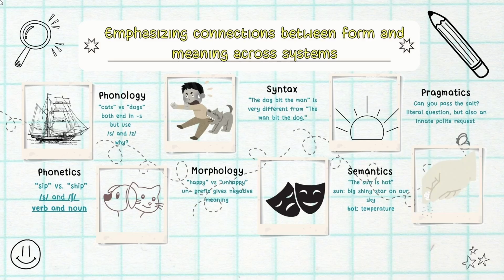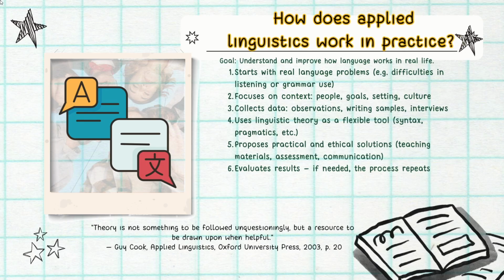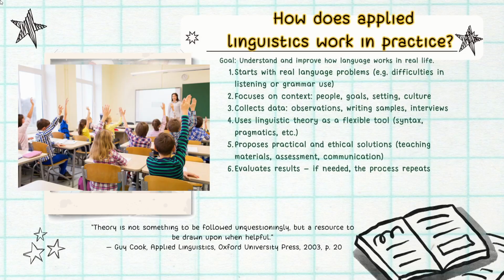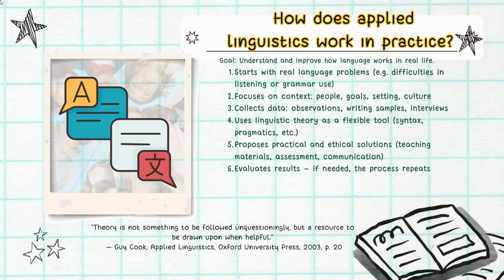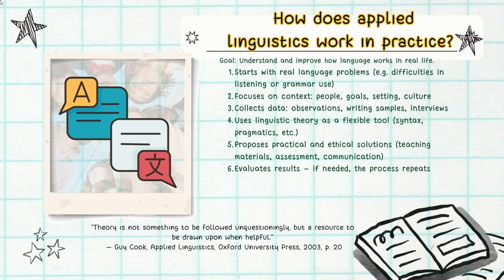So now we are going to see how applied linguistics works in practice. We know that applied linguistics doesn't just apply the theory to the real world, and it often starts with a real language problem, which may happen in everyday contexts such as classrooms, for us being future English teachers. Problems like how can we help students improve their listening skills? Why do certain grammar rules seem harder for learners to apply in a conversation?